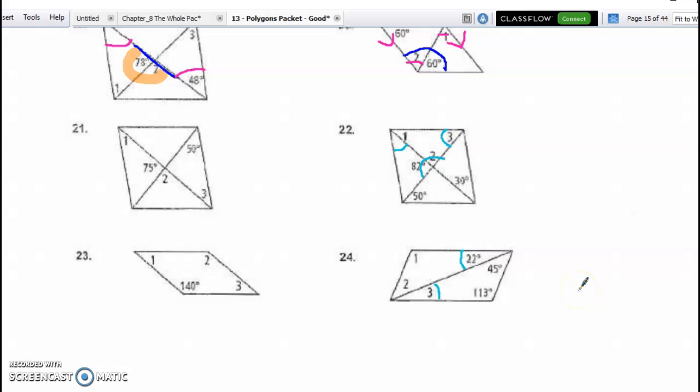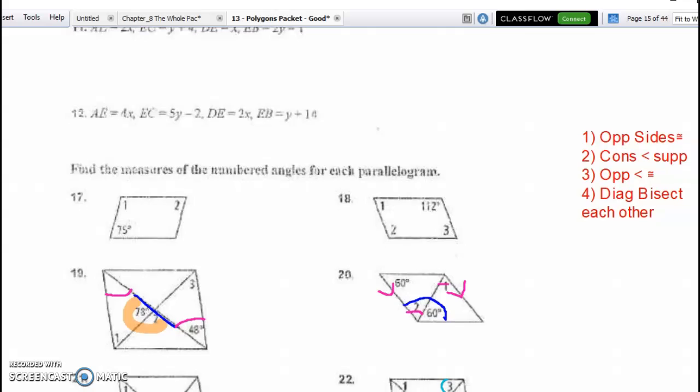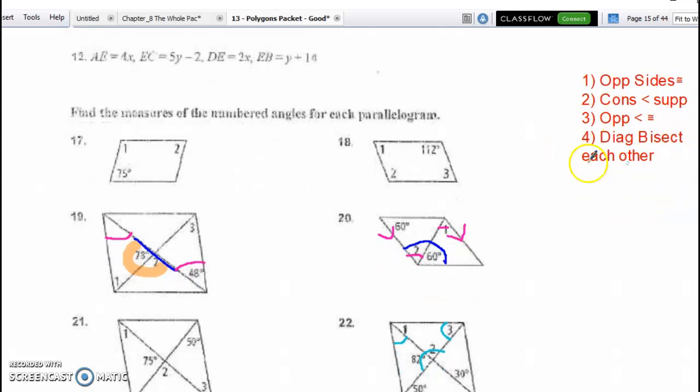page 13 finished by yourself. And again, remember these properties of parallelograms. That'll be your warm-up for Tuesday, folks.